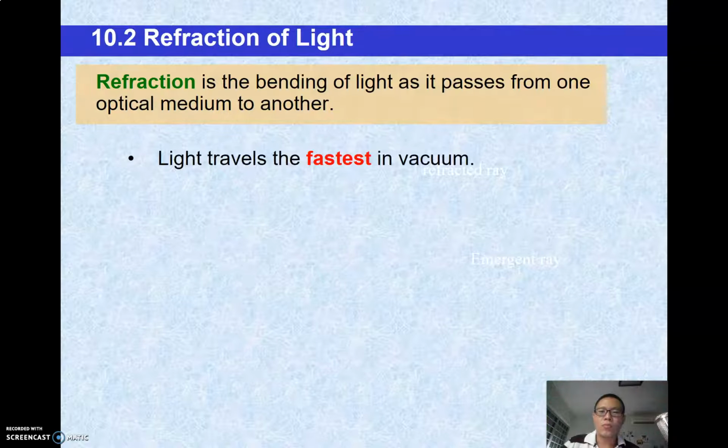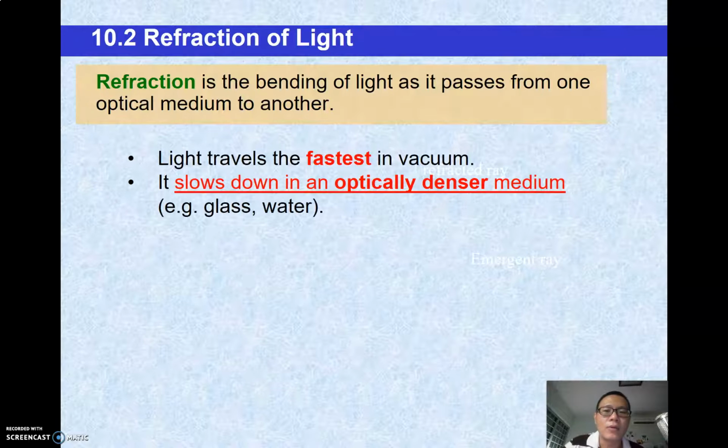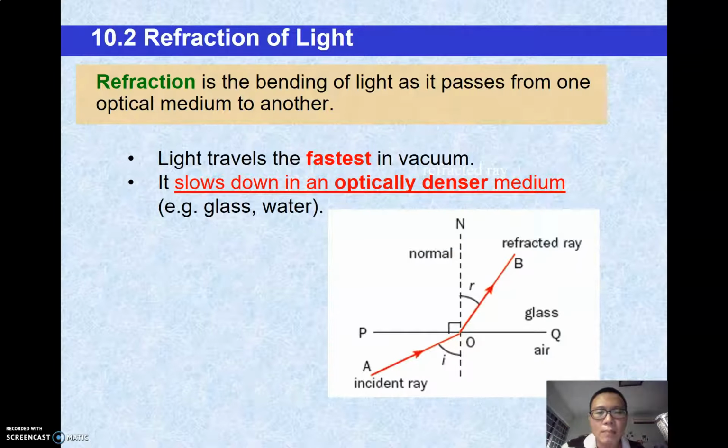What actually happens is that we all know light travels the fastest in a vacuum. But when it transits from vacuum to other media like air, gas, water, or even glass, what happens? The speed will get slowed down. When I enter a different medium, primarily a heavier medium, my speed will slow down. And when I get slowed down, the direction of travel will be affected.